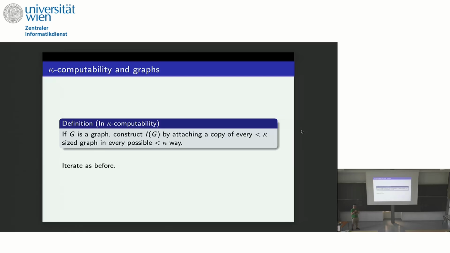Okay, so now we want an antiderivative. And again, I'm just going to take omega and replace omega with kappa. So instead of finite graphs, I look at graphs of size less than kappa. Instead of finitely many edges, I look at fewer than kappa many edges. Any way of attaching such a graph, I do that. Then I iterate, no change to the iteration, same thing.